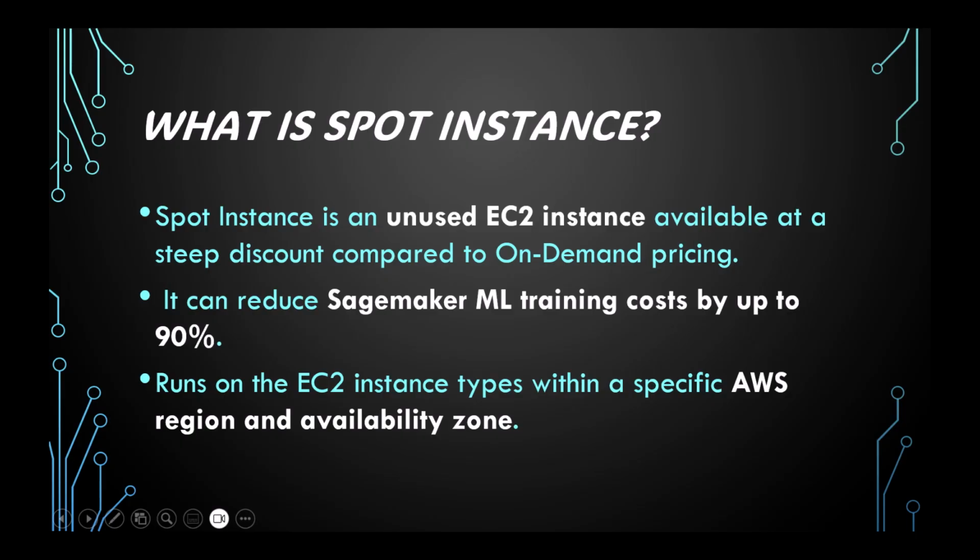For the benefit of those who might be hearing spot instance for the first time, let me quickly walk you through what that is. A spot instance is an unused EC2 instance that is available at a very steep discount compared to the on-demand instances. It can reduce your SageMaker ML training costs by up to 90%, and it runs on a specific AWS region and availability zone. So now that we've established what it is, let's dive right into the demo.